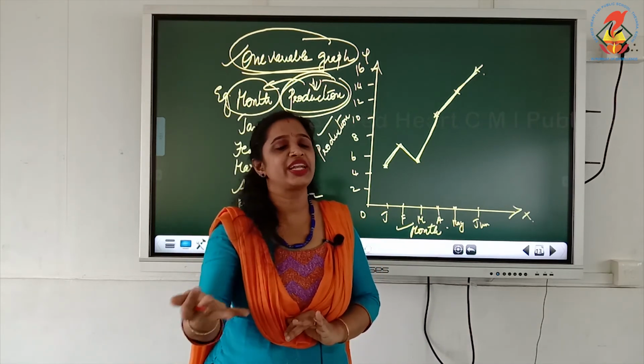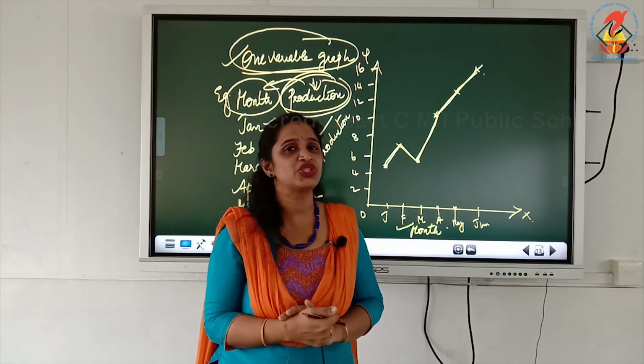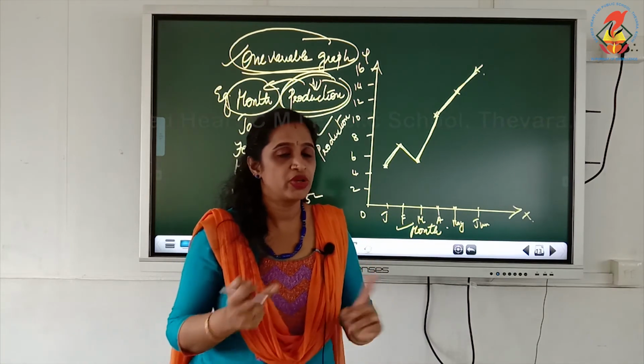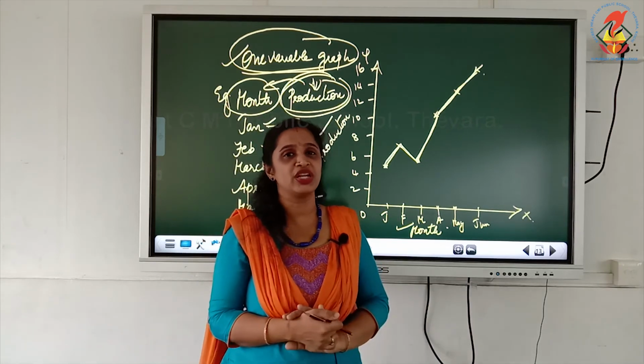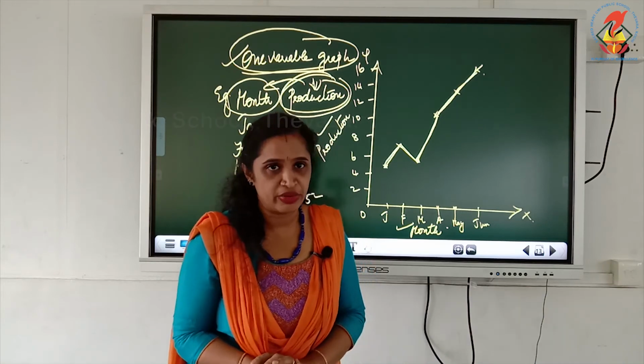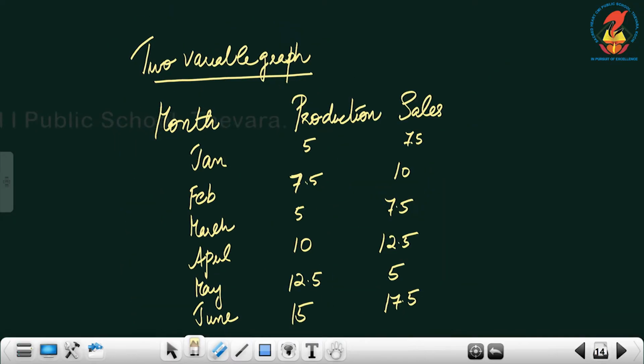So obviously, a time series graph with two variables should represent both production as well as sales, isn't it? Because both are important for a particular firm. Whatever is being produced has to be sold. So let us see a two variable graph.